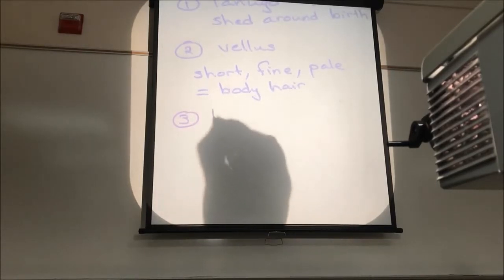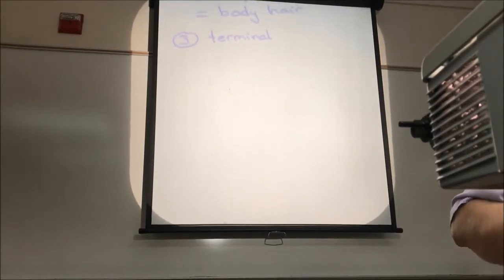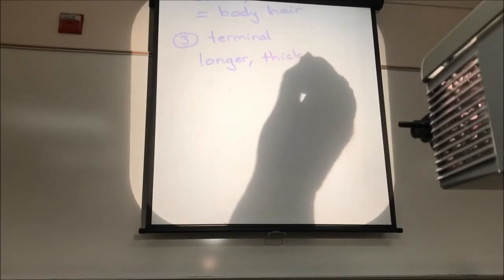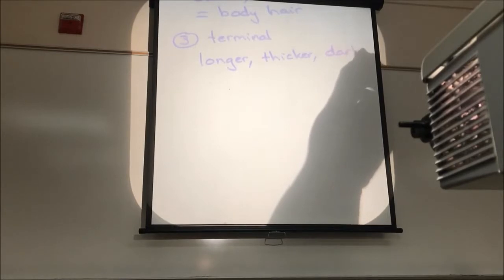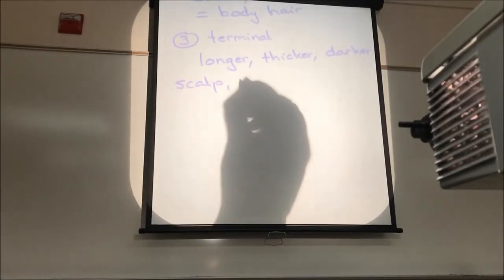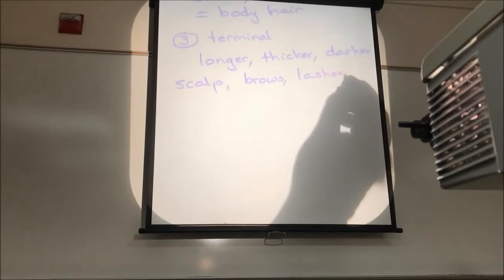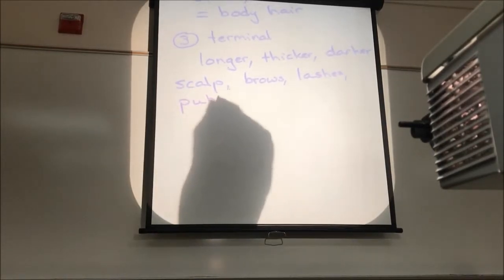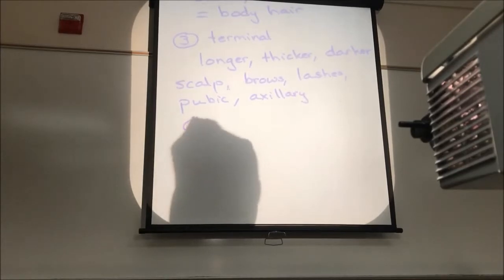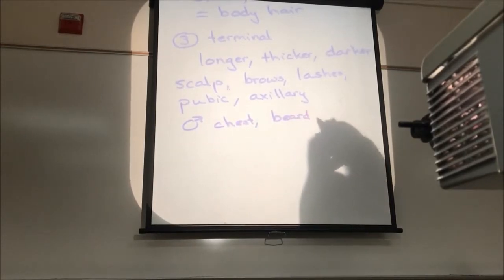And then we have what's called terminal hair. This is the longer, thicker, usually darker hair of our scalp, eyebrows, eyelashes, the pubic region, the axillary region, and in men, the chest, beard, arms, and legs.